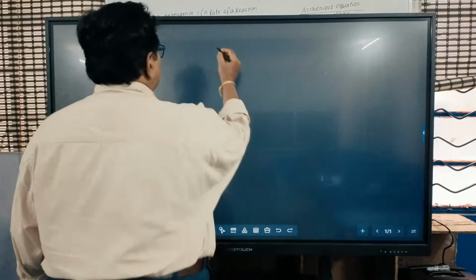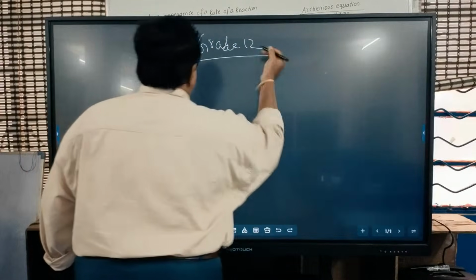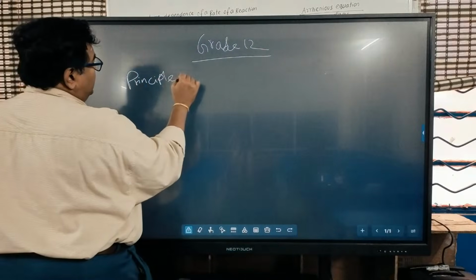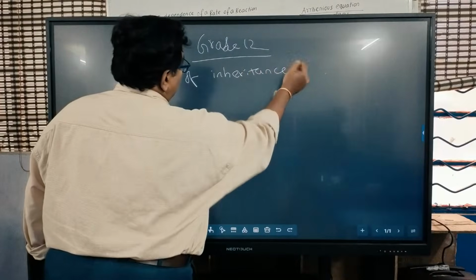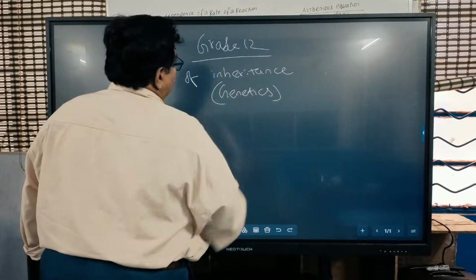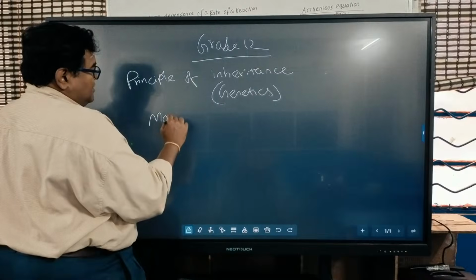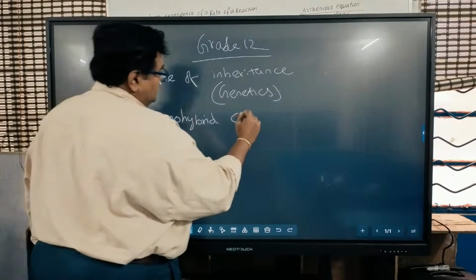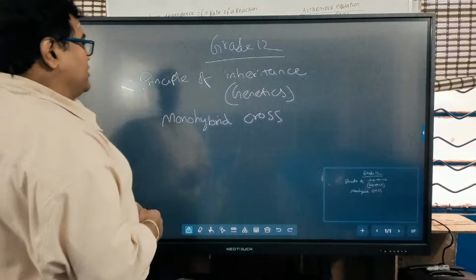In grade 12, we know very well the principle of inheritance. In the case of the principle of inheritance chapter, we can also call this chapter genetics. In the NCERT and CBSE textbooks, they have already given the monohybrid cross.